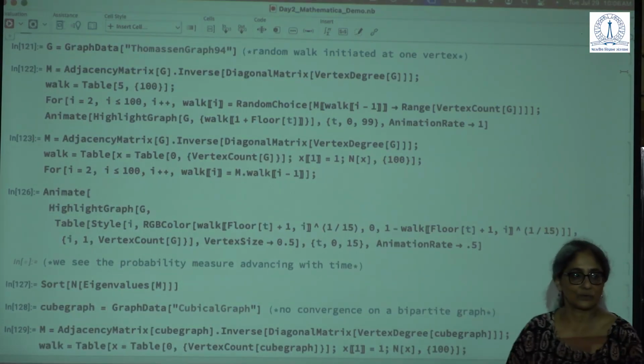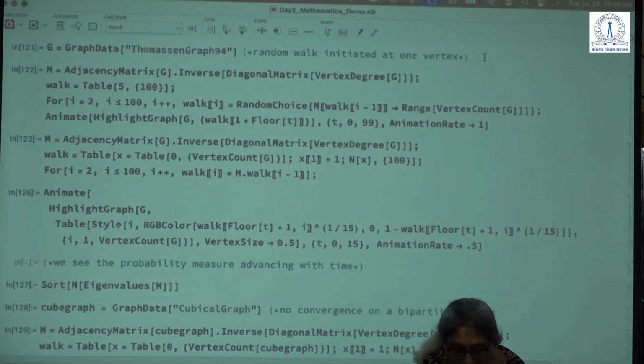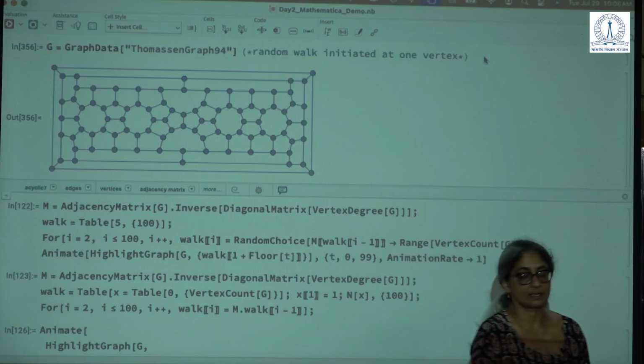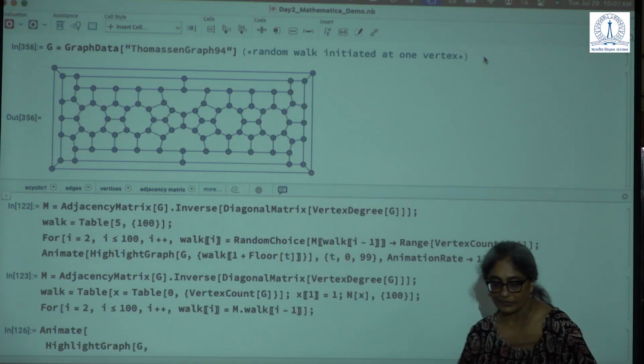I'm just going to click on it one by one so that you can see what's happening. So in the first step, we are starting with this Thomason graph again that we saw yesterday. So this is a data graph. It has some number of vertices. We could ask for it, but let's not worry about it.